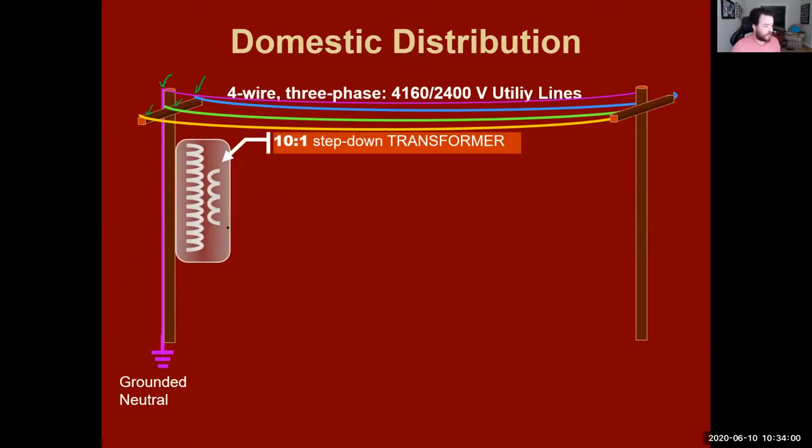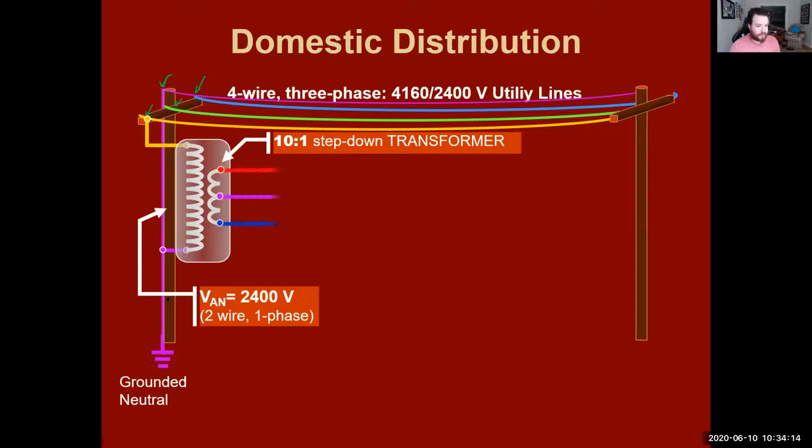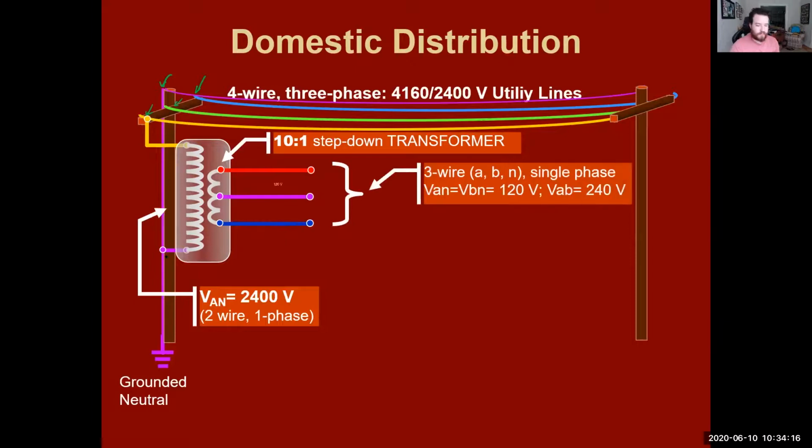We're going to have a transformer. It's going to be a 10-to-1 step down. One side of the transformer is going to be hooked up to one line. The other side is going to be hooked up to the ground. And we're going to have 3 wires coming off, one of which being the ground. It's a 3-wire single phase. So each phase is going to be 120 volt from its ground.